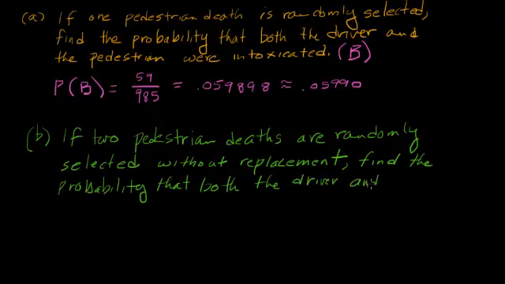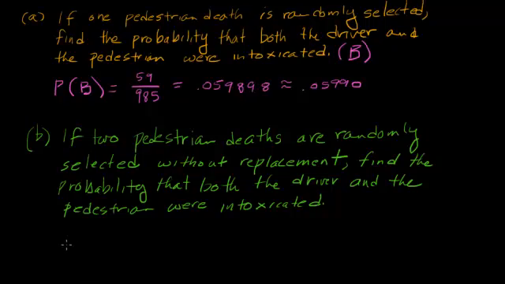Both the driver and the pedestrian were intoxicated. Okay, this is still my event B, both driver and pedestrian intoxicated, but this time I want to know the probability of my first draw I get a B, both driver and pedestrian intoxicated, and when I reach for another file, I also get that condition, that event B, where both the driver and the pedestrian were intoxicated.